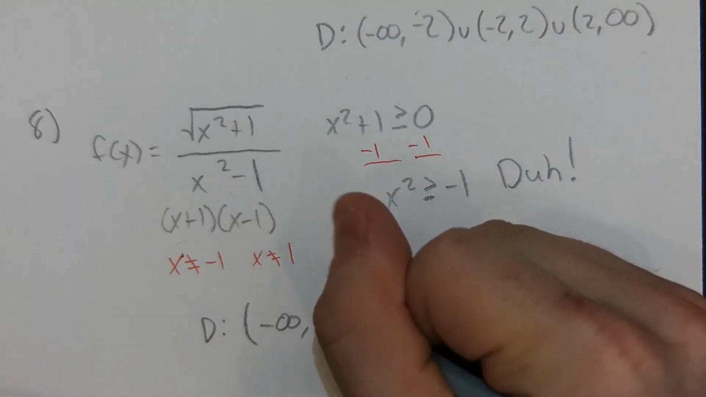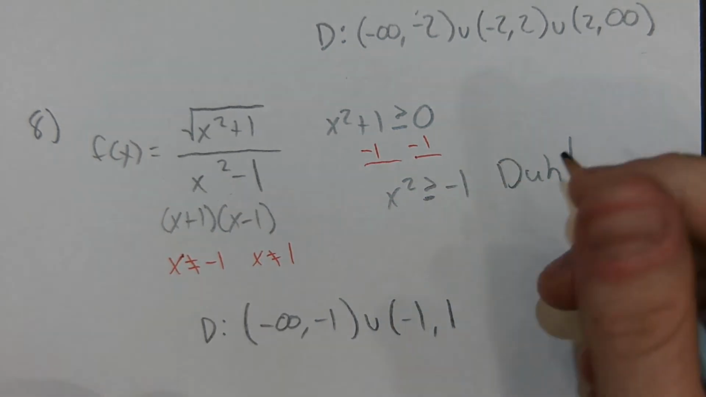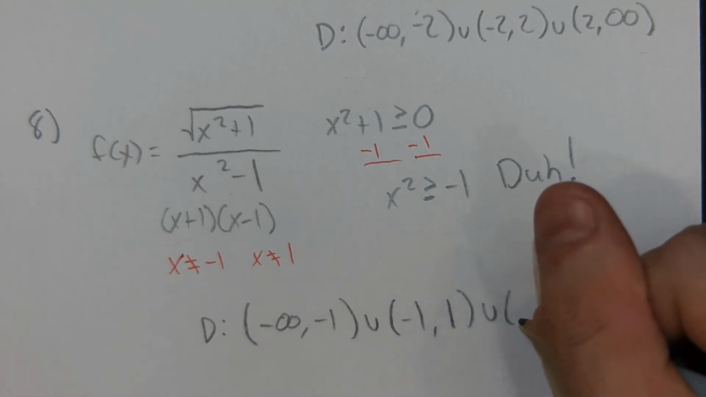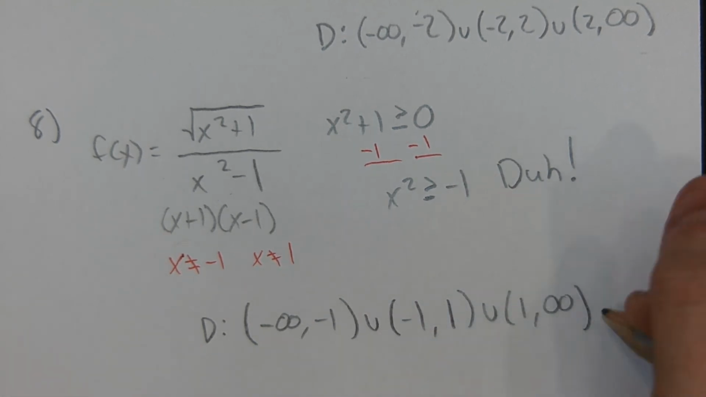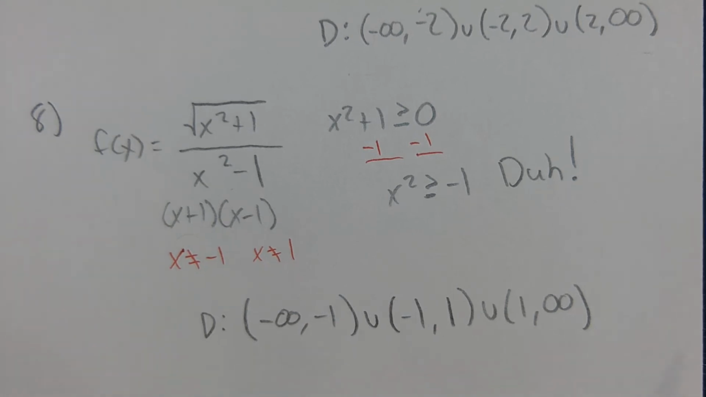Now, that radical on the top, if it had said x squared and instead of plus 1 it said minus 1, that definitely would have changed our domain. So what would we have done then? Well, we would have factored it. And you know what? Instead of saying it, why don't I just show you?